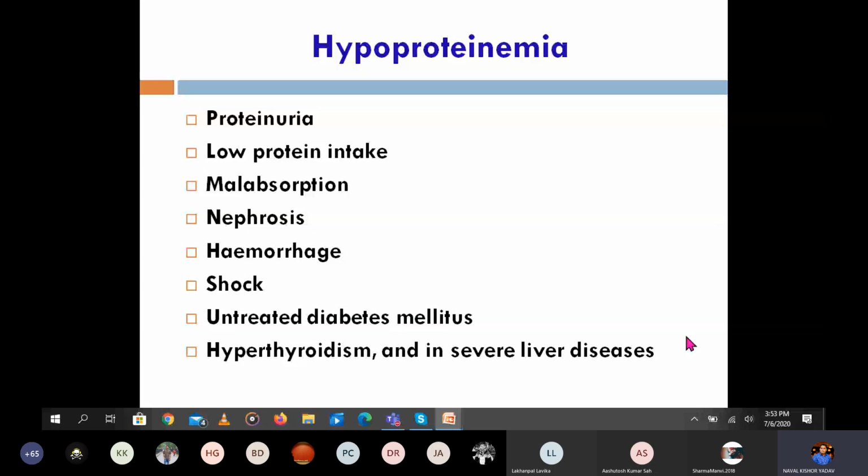If there is a liver disease, the protein synthesis will be decreased, so you can have a decrease in the total proteins. If there is low intake, or if the protein is lost in the urine, at that time also the blood level will decrease. Malabsorption leads to a decrease in the protein level. So these are a few conditions where you can find a decrease in the serum protein.